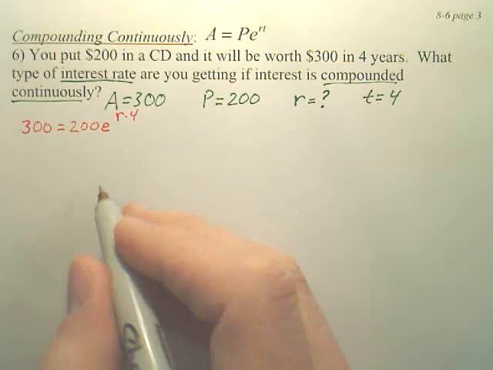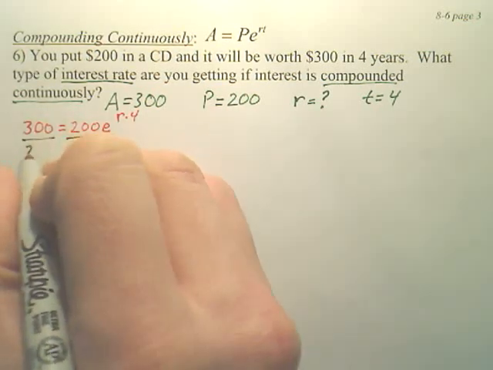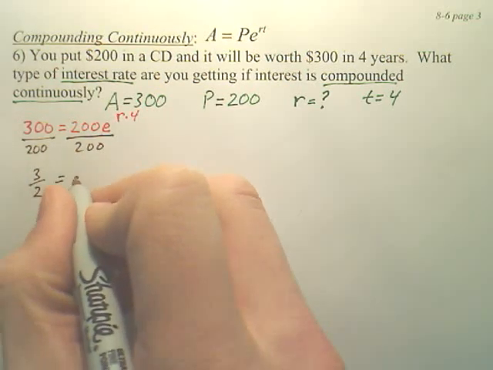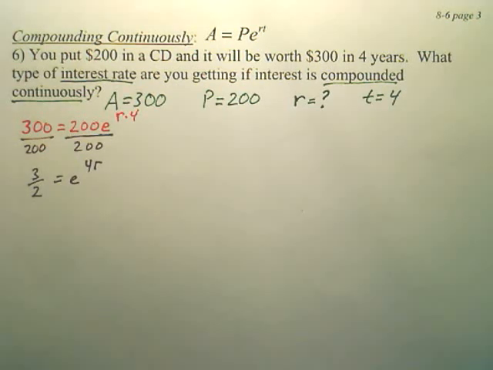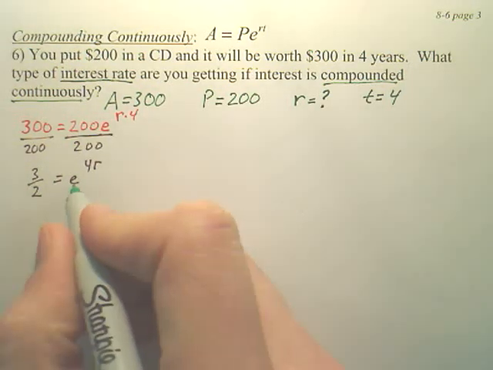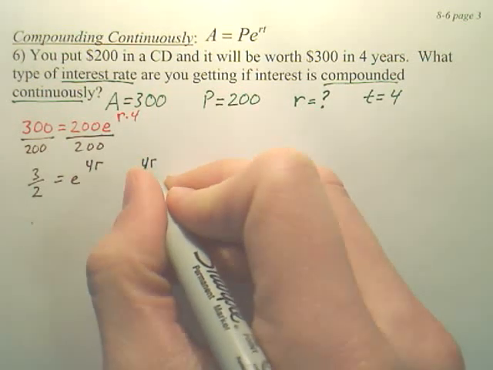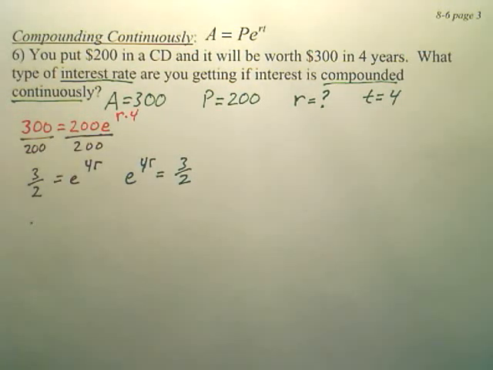The first step in this problem is to get E by itself. So you're going to divide by 200. That leaves us with 3 over 2 equals E to the, is it okay if I make that 4R instead of R4? Now, from there, I need to get that R out of the exponent, so I need to change it to a log. But I don't like it when the exponent's on this side, so I'm just going to rewrite it as E to the 4R equals 3 over 2. Is that cool? I just rewrote it, having the E on the left side.